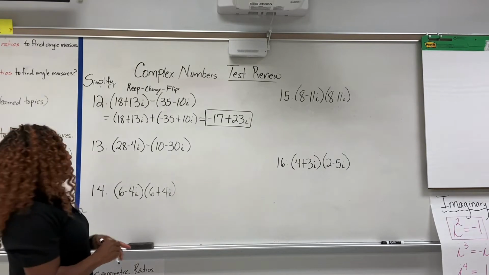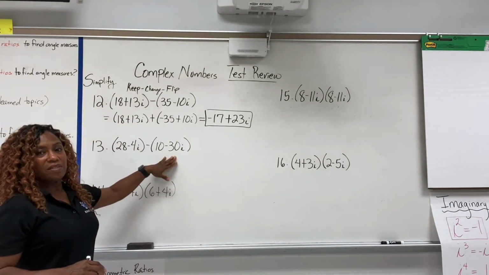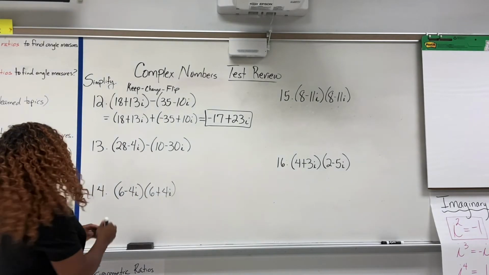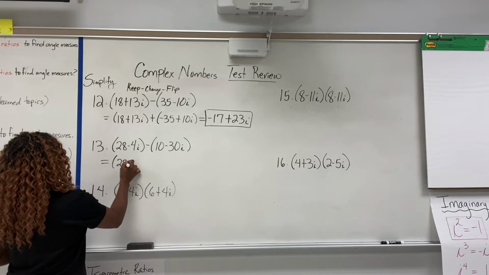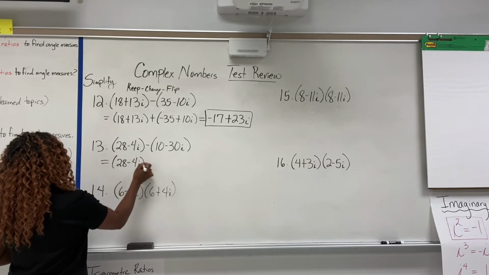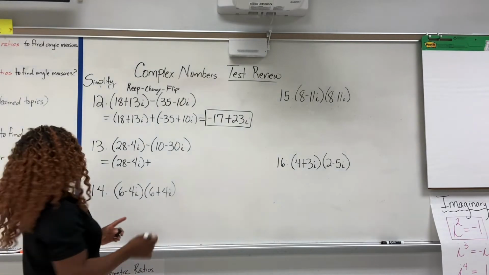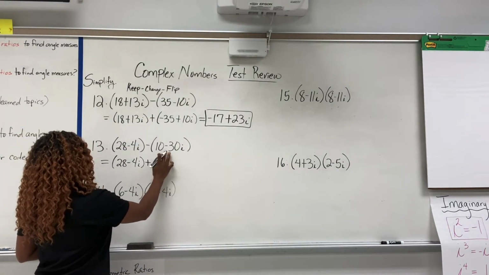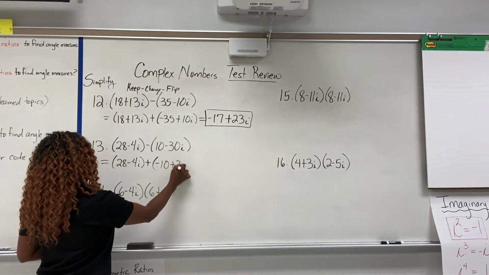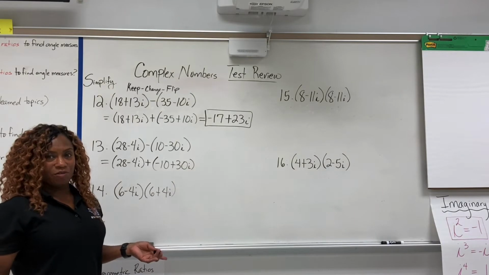So again, we have a complex number subtracting a complex number. So let's keep, change, flip. So if I keep the first one, I'll keep 28 minus 4i, but I'll change the subtraction to addition. And the second expression, I'll change the 10 to a negative 10 and the minus 30i to a plus 30i. Change it to addition.